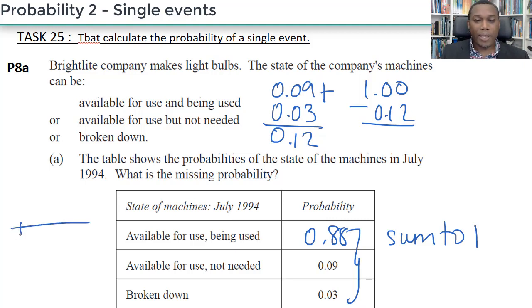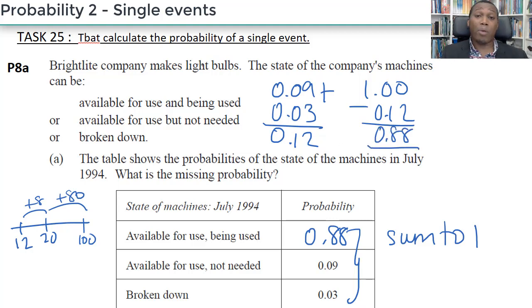I'm not even going to think about decimals. I'm thinking 12 to 100. And this is the way I visualize this. So if I start at 12, what do I add to get to 20? I need to add 8. And then to get to 100, I need to add 80. And I add that up, the gap between 100 and 12 is 88. So the gap between 0.12 and 1.00 is 0.88. That's the way I would think about it.